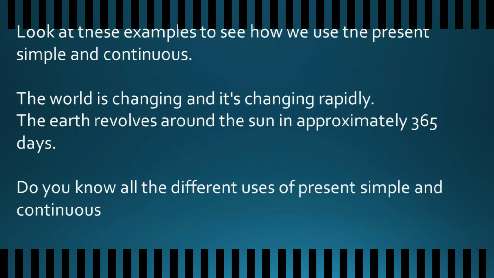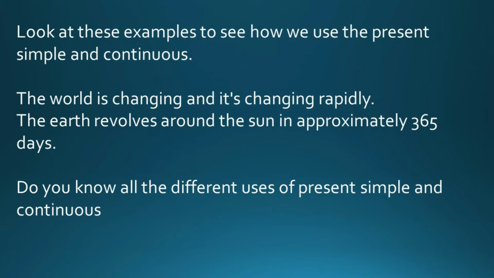Look at these examples to know how we use the present simple and continuous. The world is changing, and it's changing rapidly. The earth revolves around the sun in approximately 365 days. Do you know all the different uses of present simple and continuous? Do you know the logic behind these two structures?